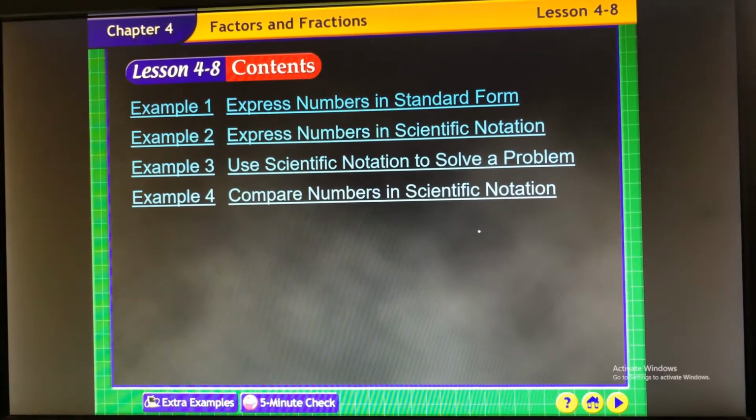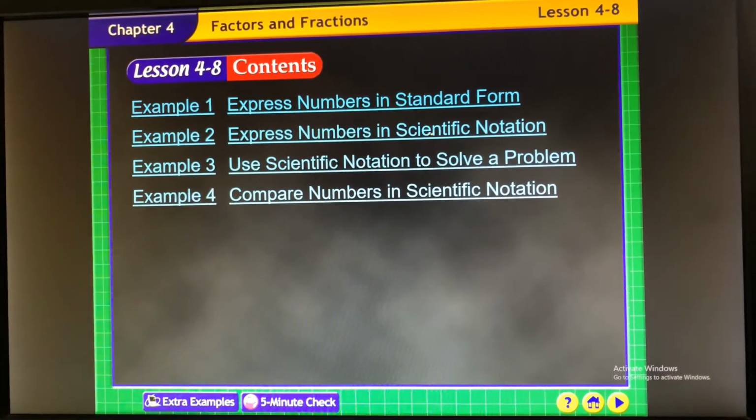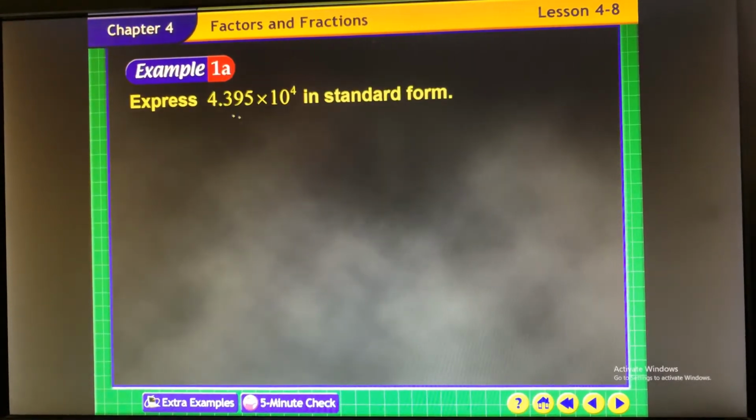All right, we're going to work on scientific notation and standard form. So here we go. This is currently expressed as scientific notation. Scientific notation is a way for us to condense a number that is very, very large or very, very small. So I want you to take this scientific notation and put it into standard form, which is the way you're used to seeing a number.